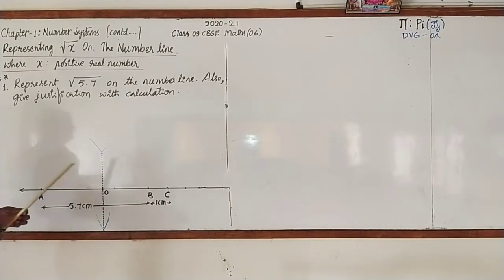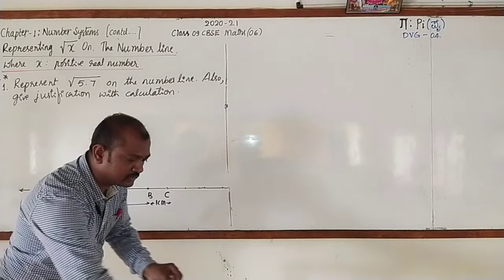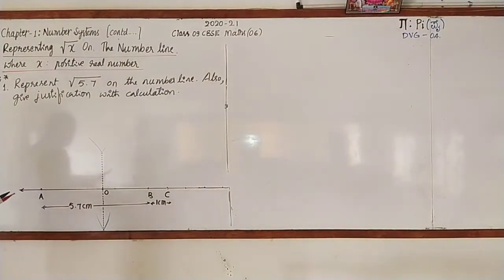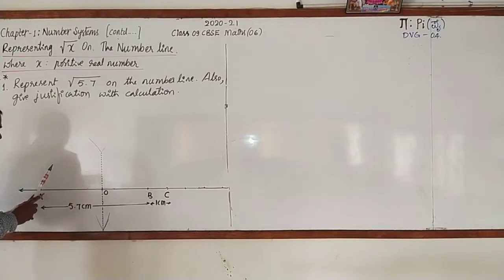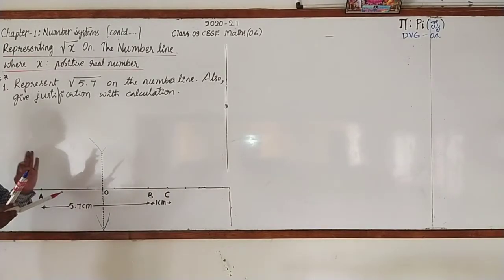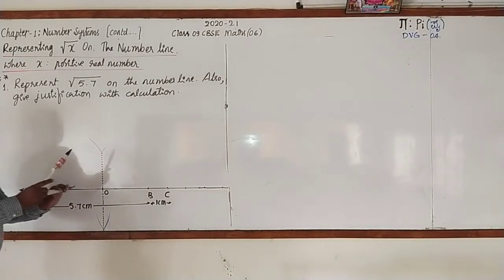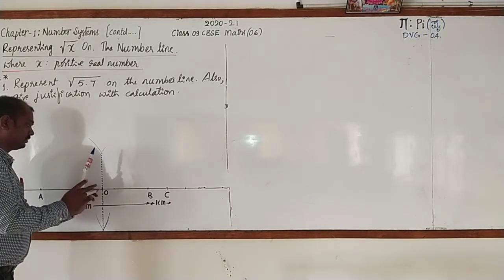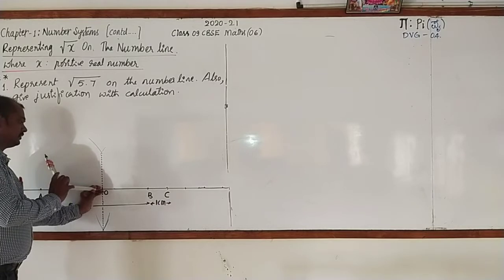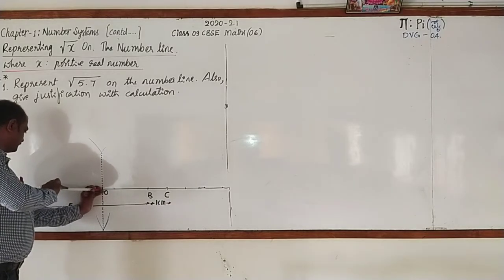O. Next, again you have to use the compasses with O as center and AO as radius. You have to draw a semicircle. Here I will draw that. With O as center, AO as radius.